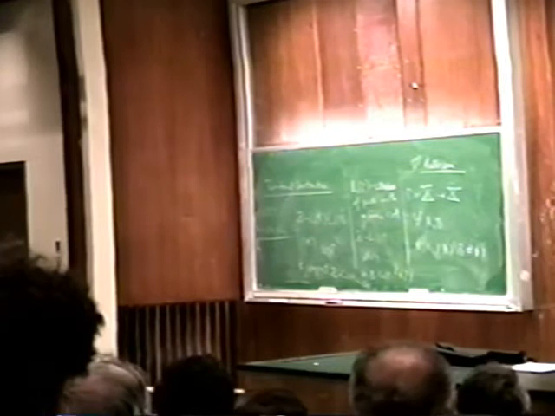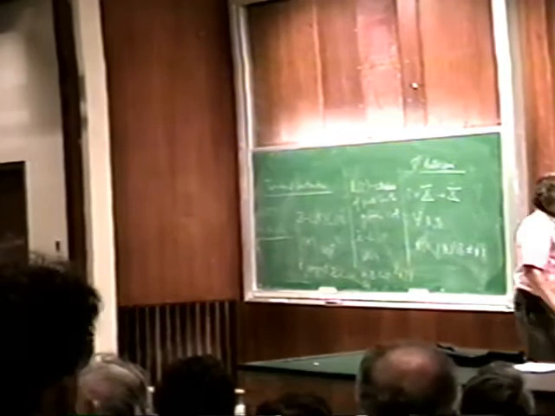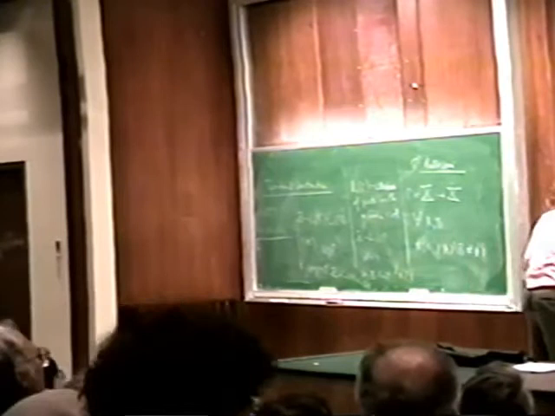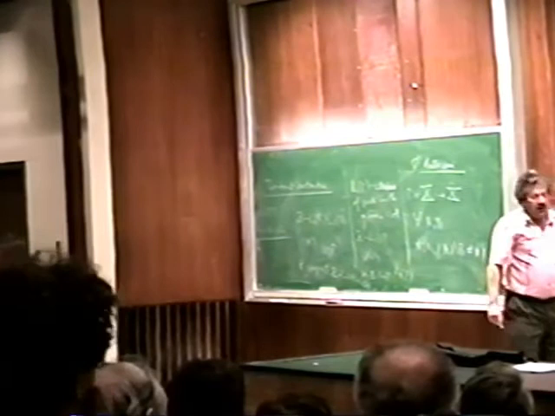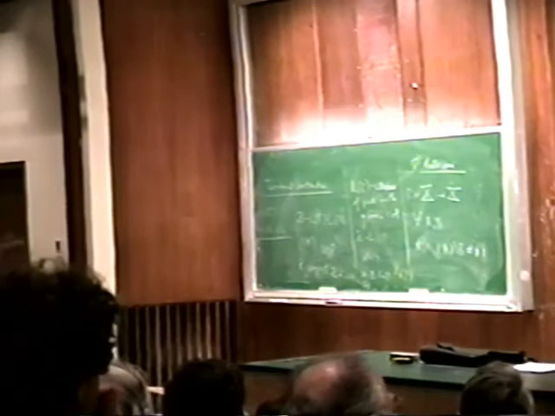Well, there's a beautiful way to have Kleinian actions in P3, the following way. You consider S4 with a round, standard metric. And now you consider the twistor space, which is the set of all almost complex structures.